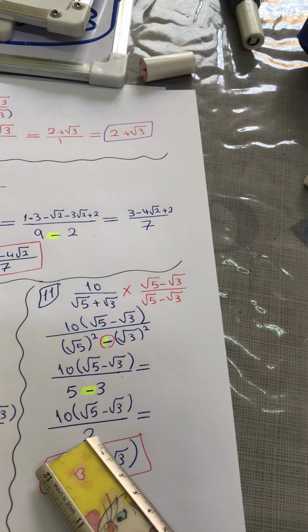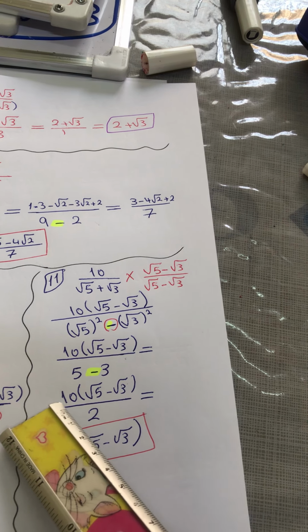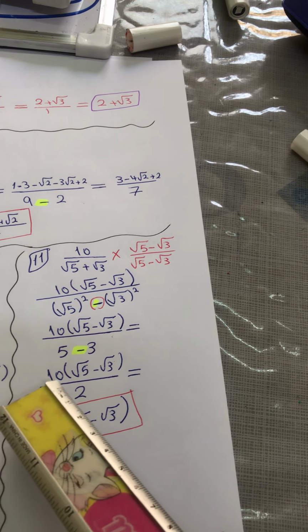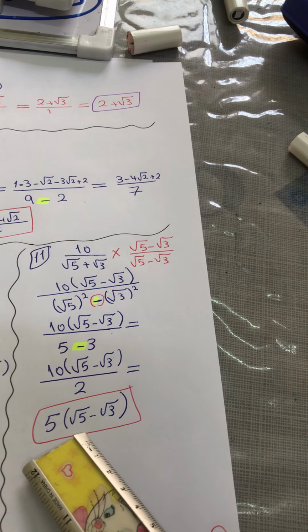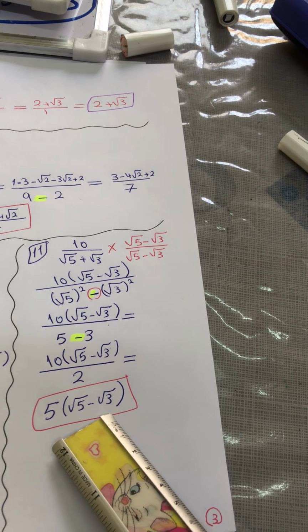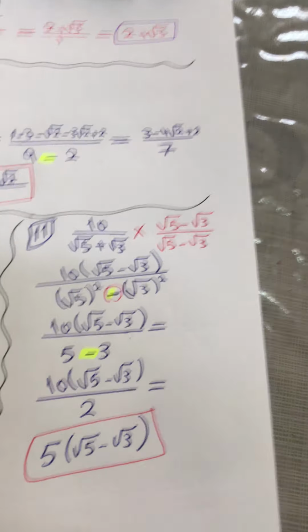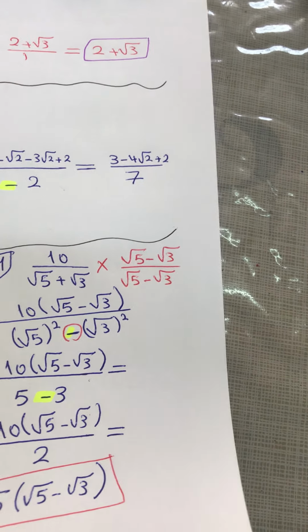It will be 2. Now you can simplify 10 and 2. Divided by 2 equal 1, divided by 2 equal 5. Now I have 5 multiply square root of 5 minus 5 multiply square root of 3. You can keep it like this. This is number 11, exercise 5 star, page 358.